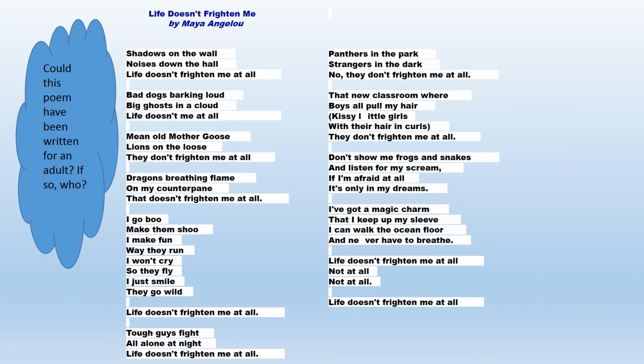Okay, last read. This time, when students read the poem, they are going to ask the following question. Could this poem have been written for an adult? And if so, who? During this read again, students are going to look for very specific evidence that this poem could be written for an adult.